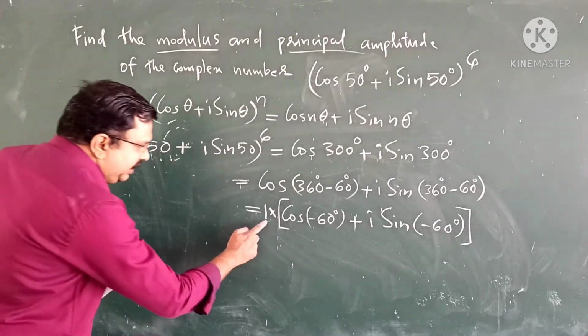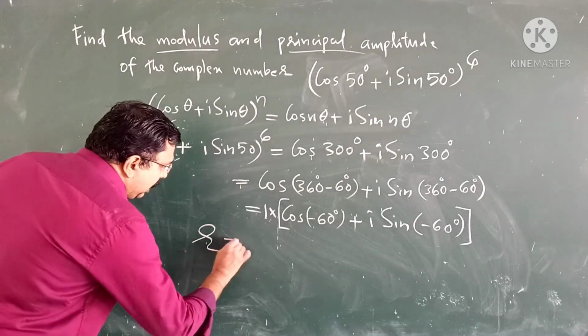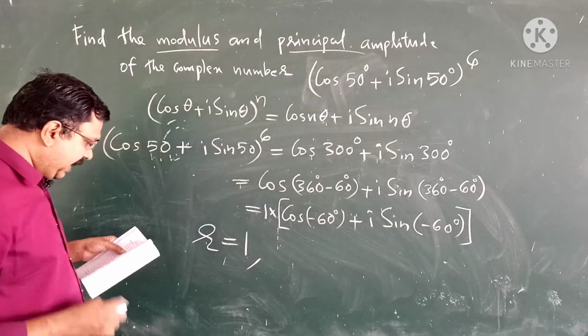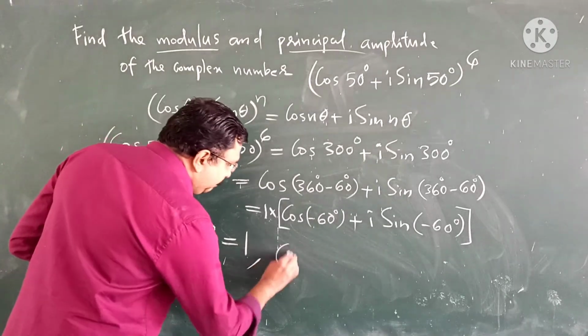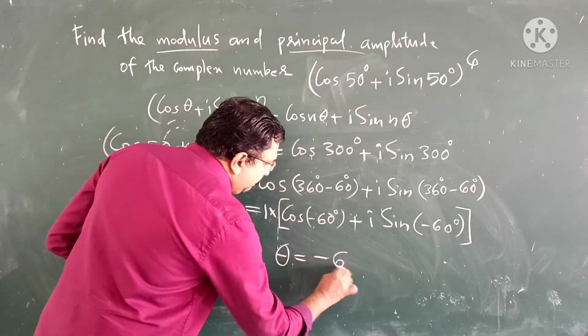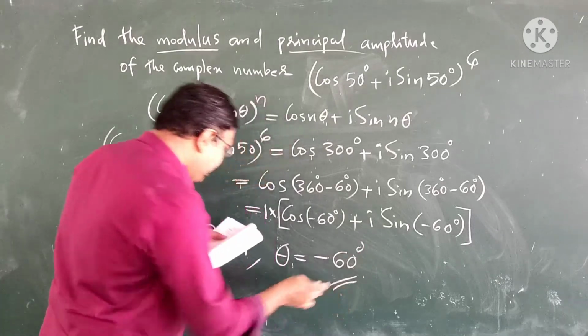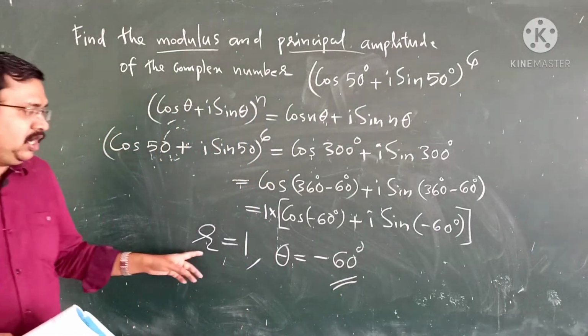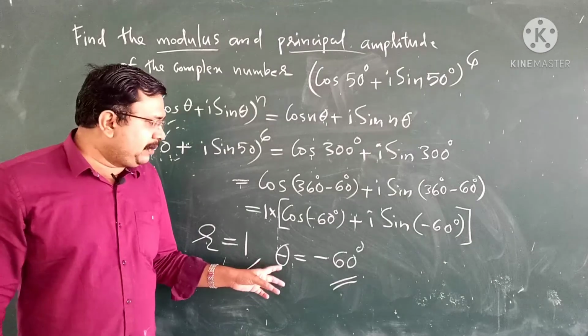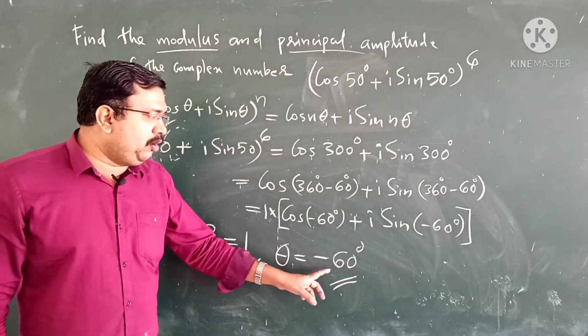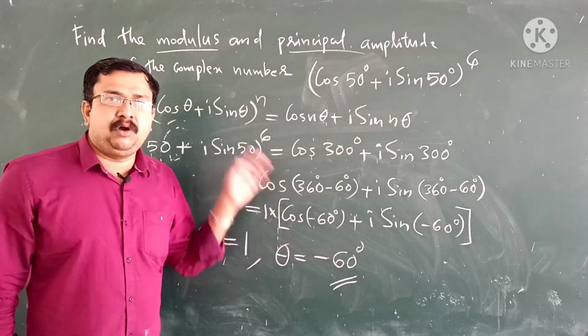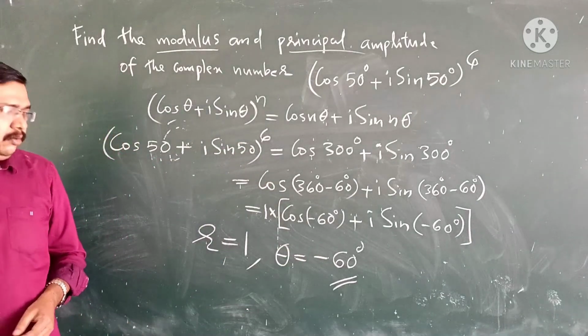Then it is clear that our r is equal to 1, and what is our theta? Theta is equal to minus 60 degree. Hence the modulus is 1 and the principal amplitude is equal to minus 60 degree. Please write it down in your notebook.